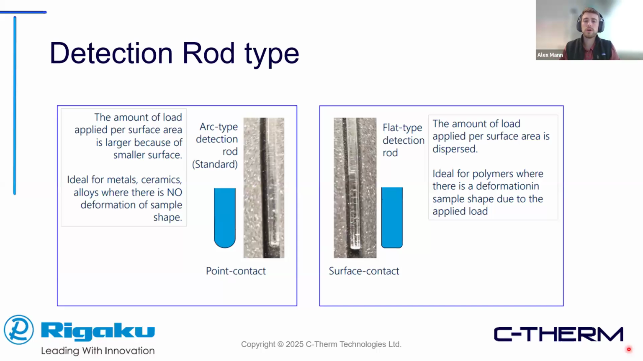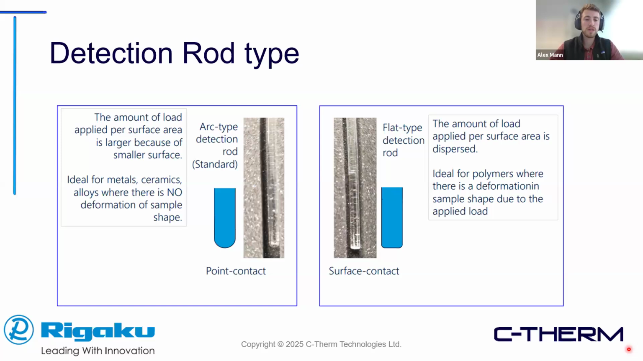So for the detection rod, there's really two types that Rigaku offers. There is the point contact and the surface contact. The point contact takes the force and concentrates it into a point, giving high pressure. This is really good for contact between the sample and the rod. It's ideal for materials that won't soften, so metals, ceramics, etc., where the sample isn't going to deform from this high pressure.